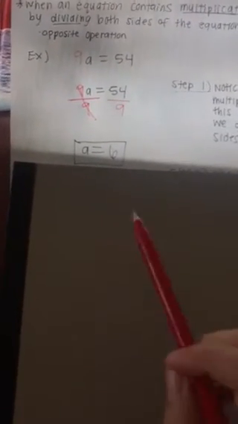So I wrote for step 1, it's a little dark, sorry. Step 1, notice that there is multiplication in this problem. So we're going to do the opposite, divide both sides by 9. Instead of multiplying 9 times a, we're going to divide it by 9. I'm going to cross that off just to get the a by itself. And then we're going to divide 54 by 9. 54 divided by 9 is 6. So we get a equals 6.